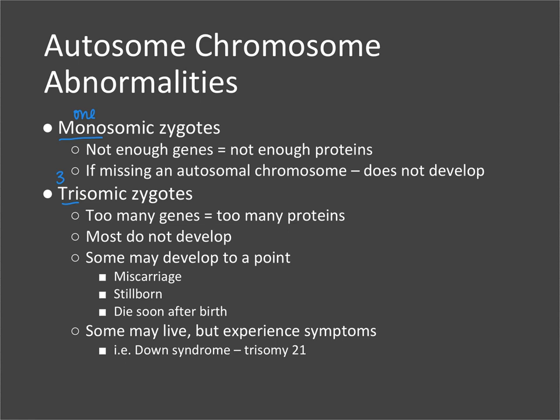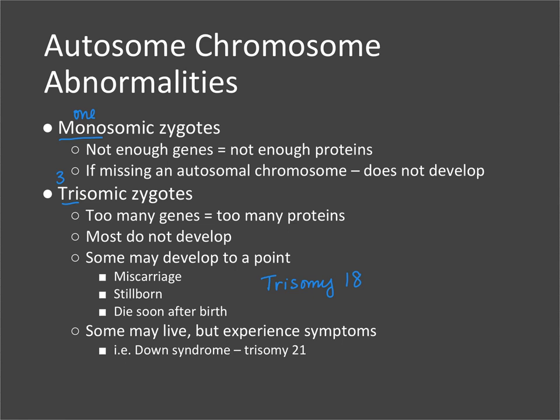Some trisomic zygotes might develop to a point, but they often end up miscarrying, in which the fetus dies before it's born, or the fetus is stillborn, meaning that it basically dies right before it's born. Or if the baby is born, it often does not live for very long. And so there's a condition known as trisomy 18. Individuals that have 3 copies of chromosome number 18 typically don't live to see their first birthday. So they typically die before their first birthday if they're born at all.